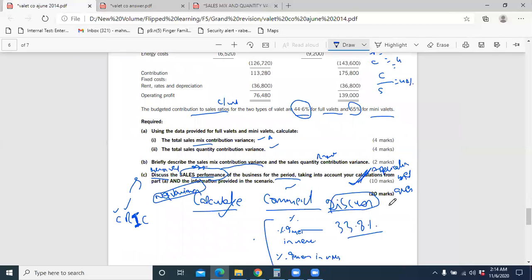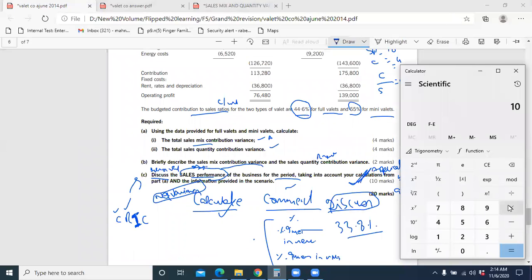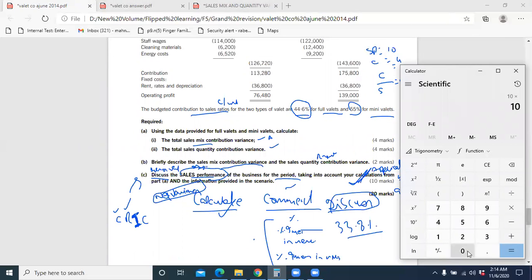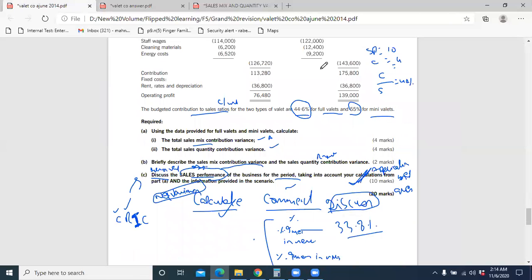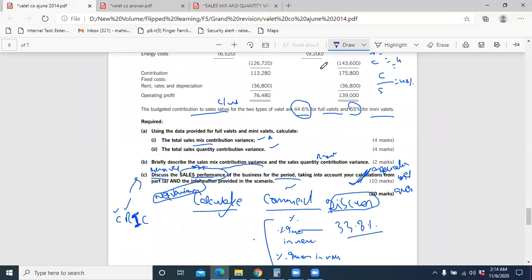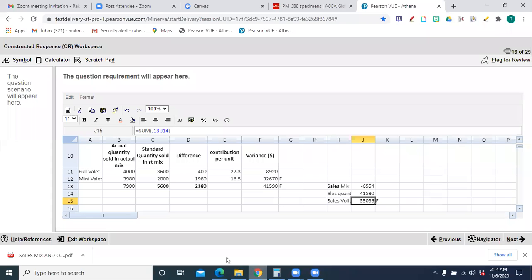And this discussion was 10 marks. You had more marks for the discussion, and the discussion wasn't that difficult. You had 15 minutes for that. Any question? This question should have been done within 36 minutes. The calculation part was easy.